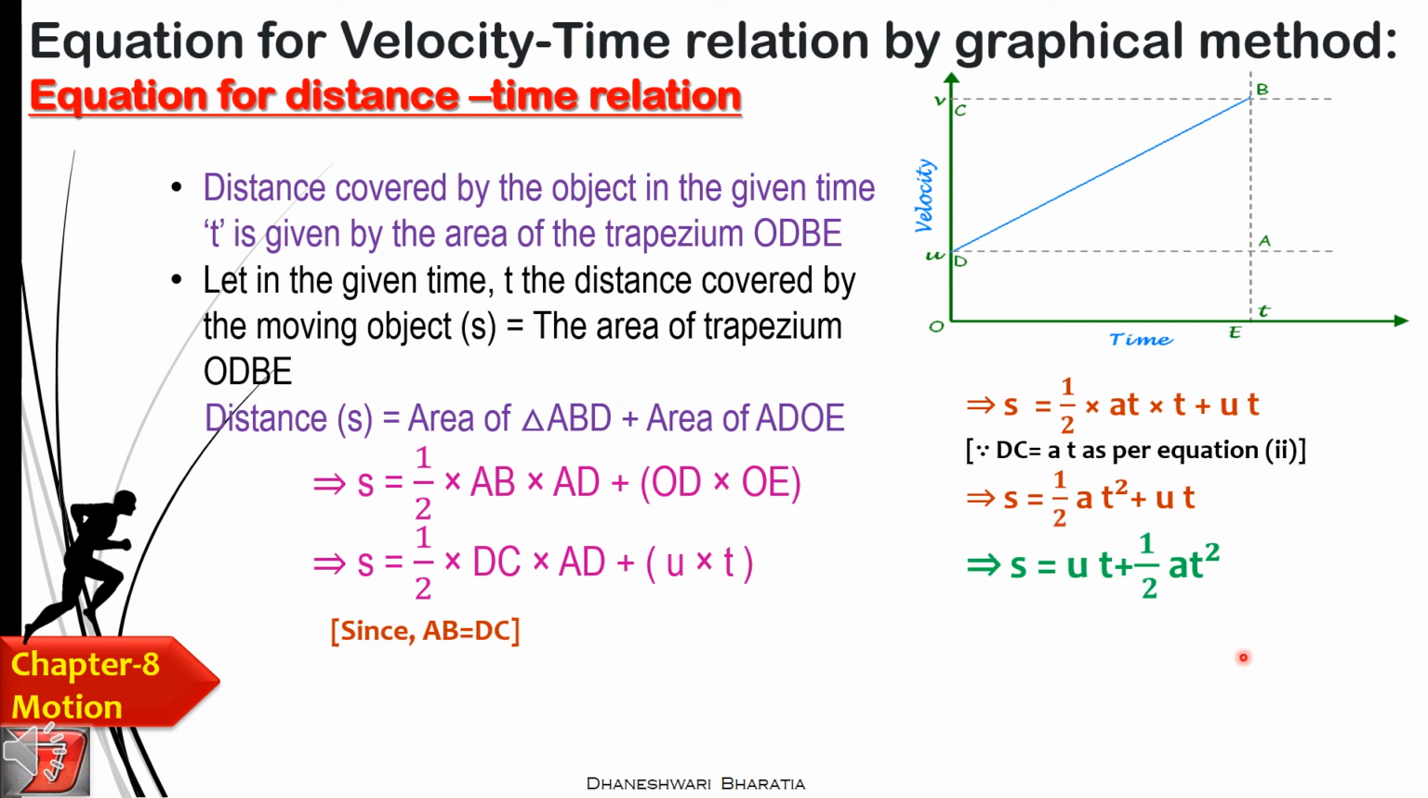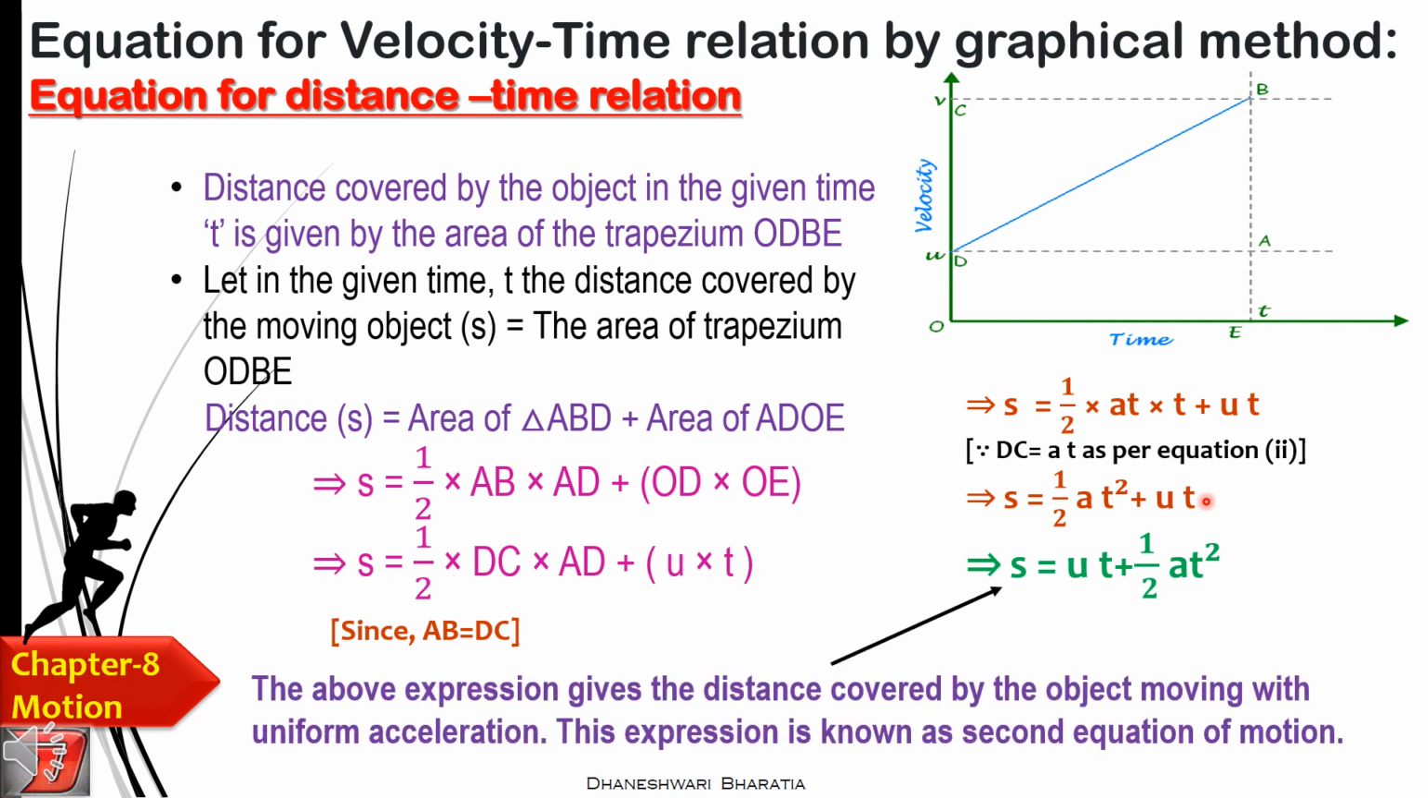Fine. So this is the second equation of motion, right? And this expression gives the distance covered by the object moving with uniform acceleration. अगर uniform acceleration है, तो how can we find the distance traveled by that object? By using this particular equation. Okay, and this expression is known as the second equation of motion. Am I clear, beta? Now let's move to the third equation.